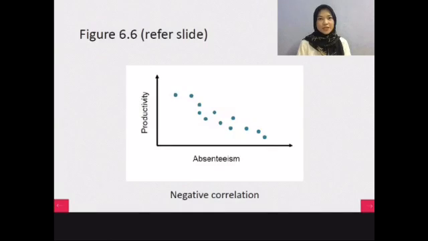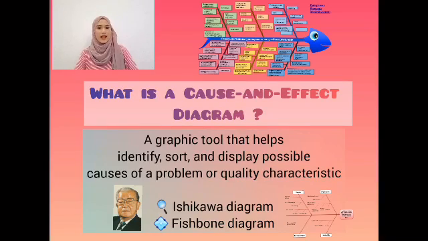By referring to figure 6.6 in your slide, it shows a negative correlation between productivity and absenteeism. This is because the dots are plotted from left to right in a downward direction. So we can see that when there is a large number of absenteeism, this could also affect the productivity of a company. Next, I will explain about the cause and effect diagram.